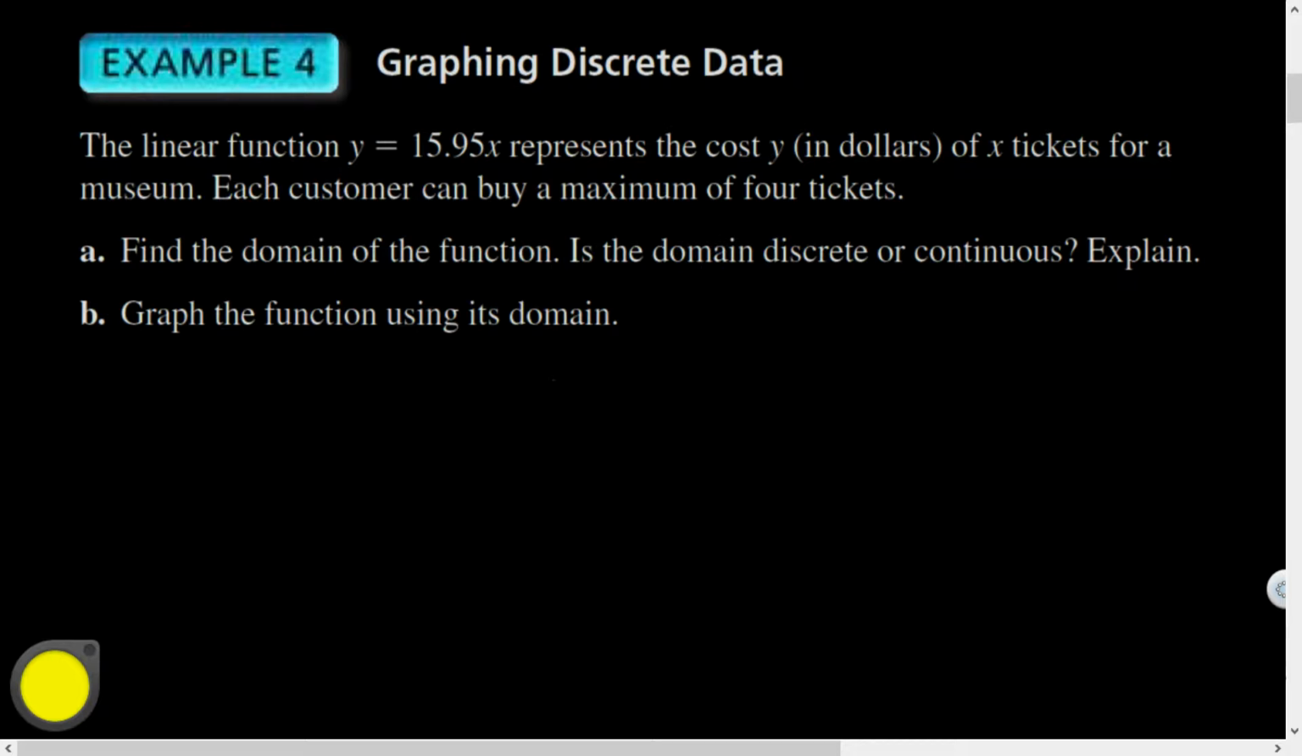It says, example 4, graphing discrete data. The linear function y = 15.95x represents the cost y in dollars of x tickets for a museum.